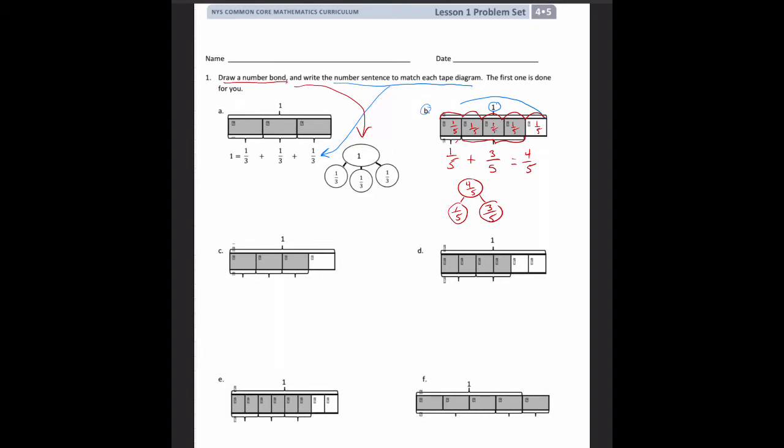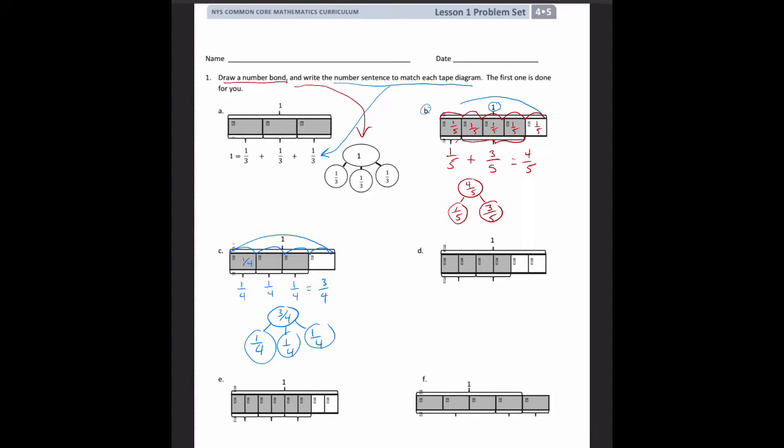So let's go ahead and move down to C. Again, we've got the one whole thing is that much. And we've got 1, 2, 3, 4. So these are each a fourth. And they are breaking these 1/4, 1/4, 1/4. And that equals a total of 3 of those fourths. Our number bond is going to have a 3/4 for our total. We've got 3 this time. 1/4, 1/4, 1/4.